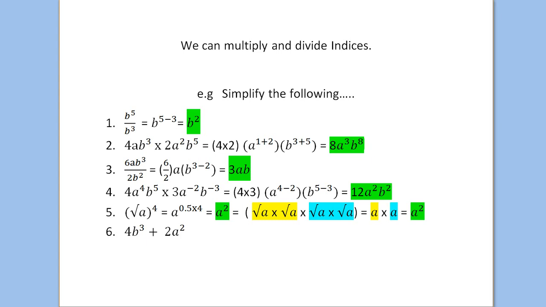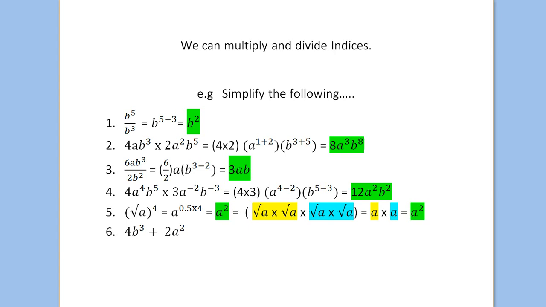We can multiply and divide indices. So let's look at a few examples. We want to simplify the following. In the first example, b to the 5 over b to the 3. When the bases are the same and we're dividing, we subtract the powers. So it's b to the 5 minus 3, which is b to the 2, or b squared. All the answers are highlighted in green.